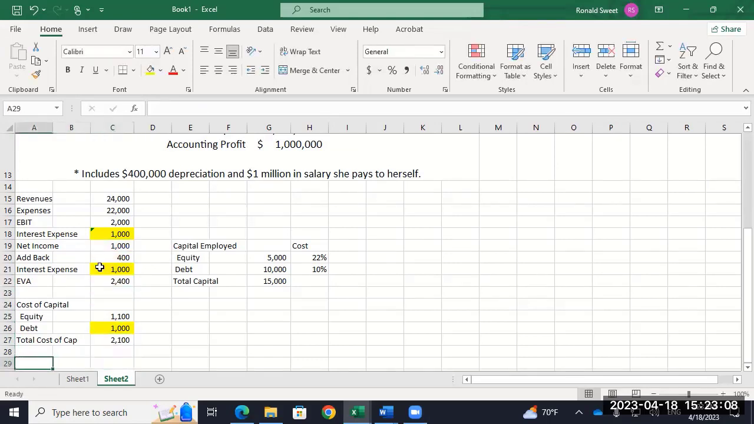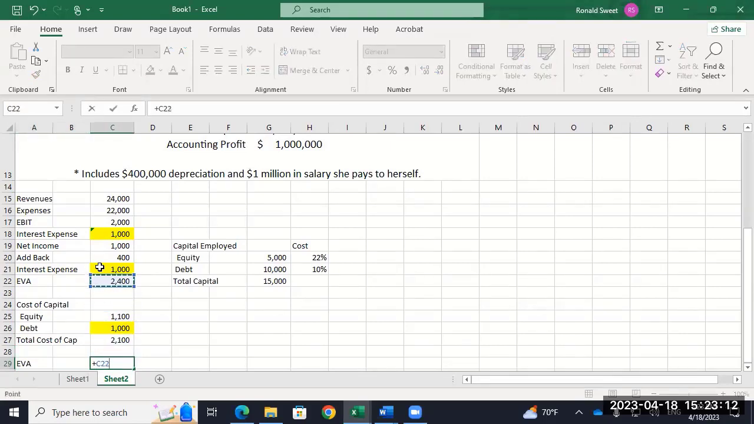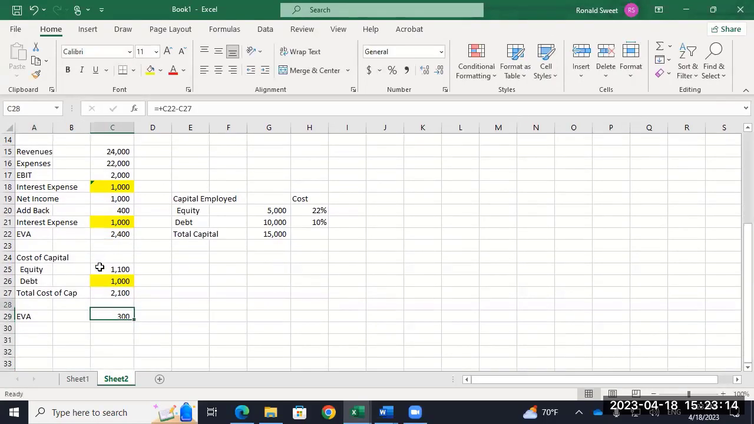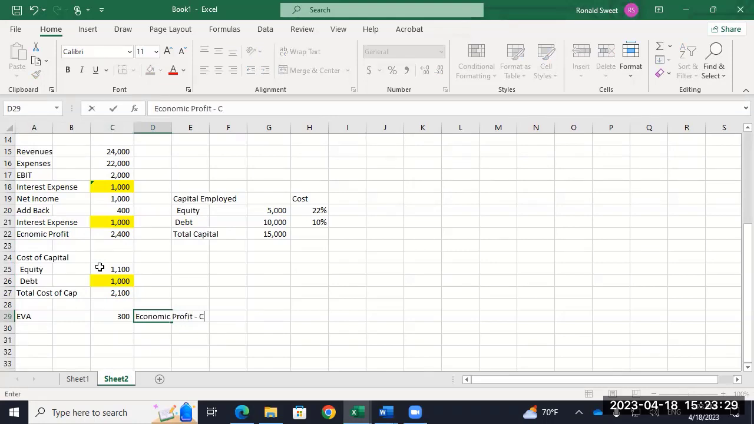And so what is my EVA? The EVA is going to be, oh, and that's not EVA. Sorry, this is economic profit. I'm just testing to see if you're paying attention. So that's my economic profit. My EVA is my economic profit minus my cost of capital.